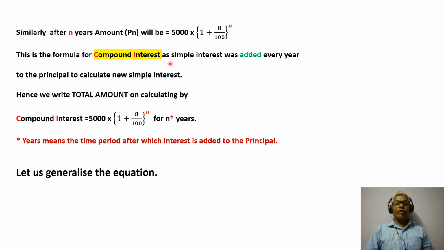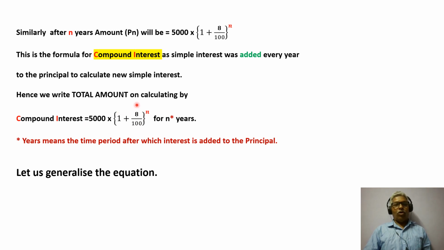Then what is the definition of compound interest? Compound interest is when the simple interest is added every year to the principal to calculate new simple interest, and that is called compound interest. Each time we add the previous year's interest to the previous year's principal, and that becomes your new principal. Hence we write total amount. Total amount is not only interest, this is total amount.